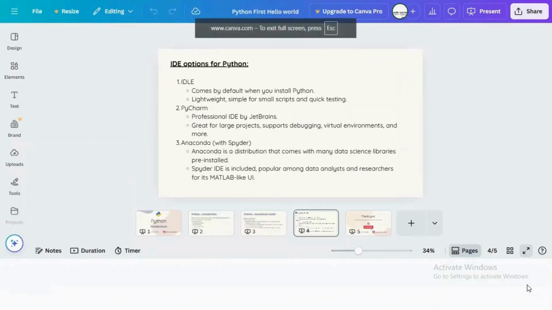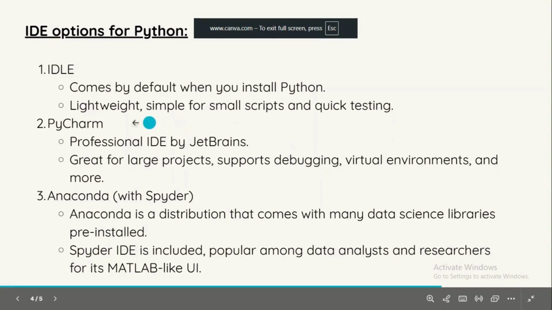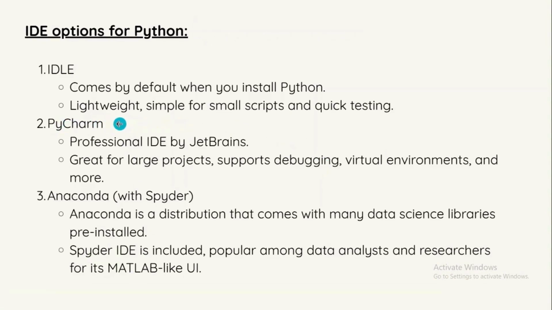But let's also see what alternatives we have. We have PyCharm that you can download from Google. This is also an advanced tool where you can write your Python programs. It is a professional IDE by JetBrains. JetBrains is the company that created PyCharm. It is great for large projects, supports debugging, virtual environments, and more. So basically, if you are creating any project in Python, at that time you can use PyCharm.